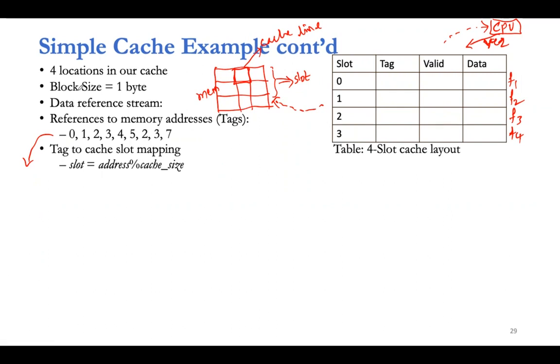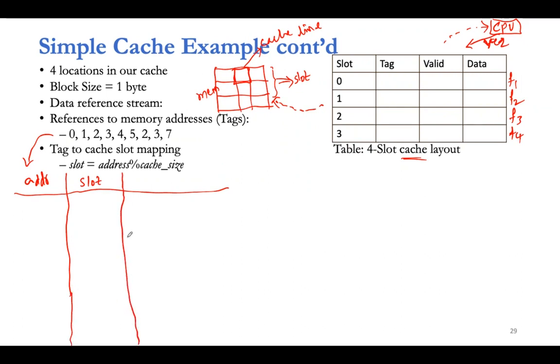Okay, so now let us take the memory addresses, and then for every cache line there should be a mapping from memory to your cache, right? So we need to calculate the slot: for that memory address, which slot is given? Let us see that.